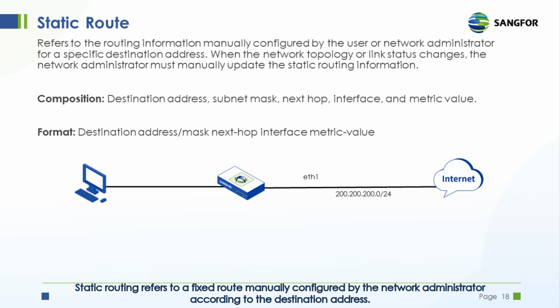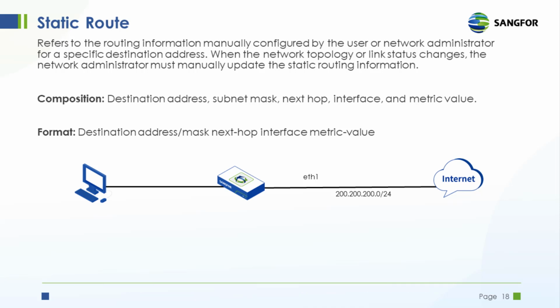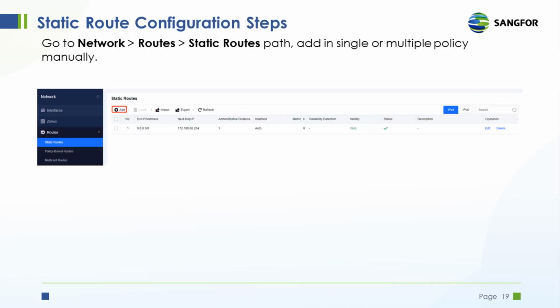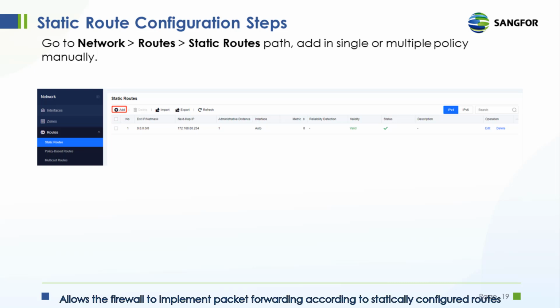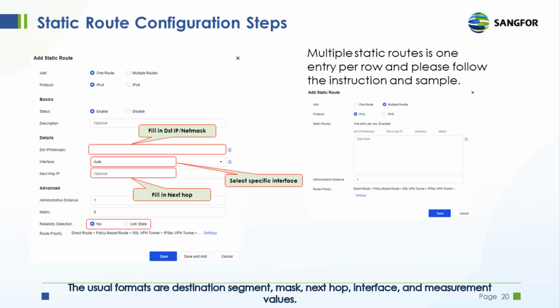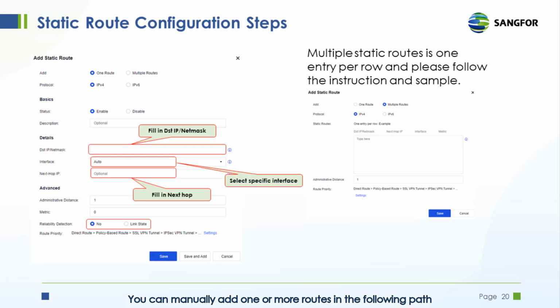Static routing refers to a fixed route manually configured by the network administrator according to the destination address. It allows the firewall to implement packet forwarding according to statically configured routes. The usual format is destination segment, mask, next hop, interface, and metric value. You can manually add one or more routes in the following path.